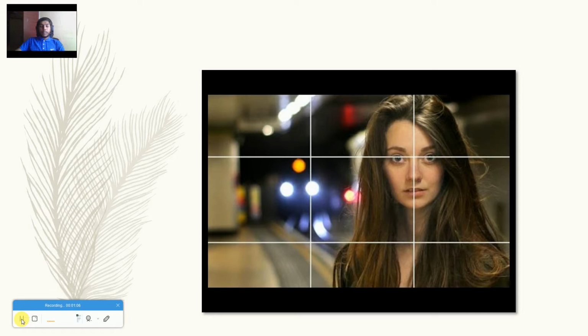I'm pretty sure that these three examples prove that rule of third is very important to make a photograph or video look more attractive in order to draw viewers' attention into the subject.